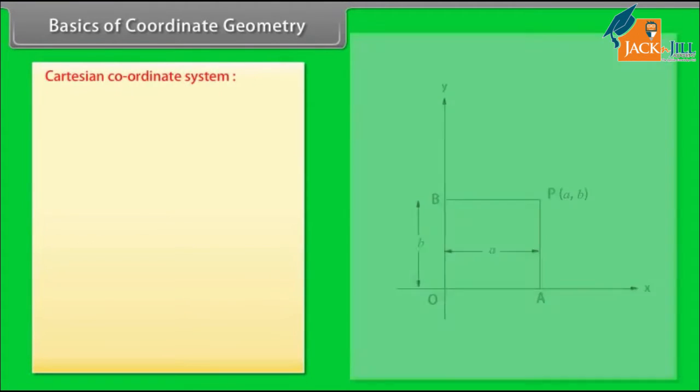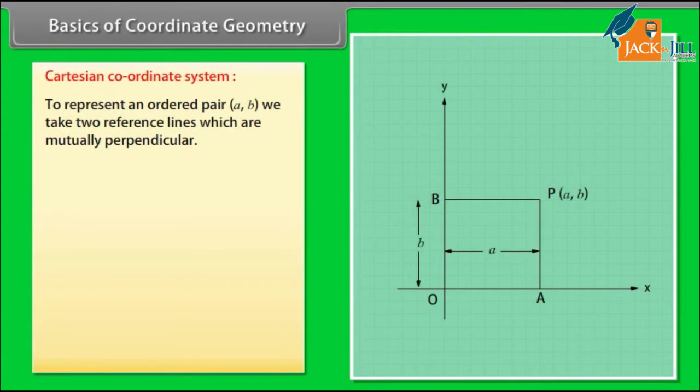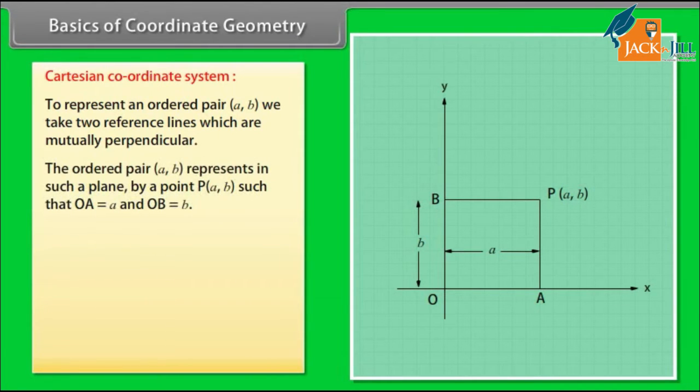Basics of coordinate geometry. Cartesian coordinate system. To represent an ordered pair (a, b), we take 2 reference lines which are mutually perpendicular. The ordered pair (a, b) is represented in such a plane by a point P(a, b) such that OA is equal to a and OB is equal to b. This system is called the Cartesian coordinate system.